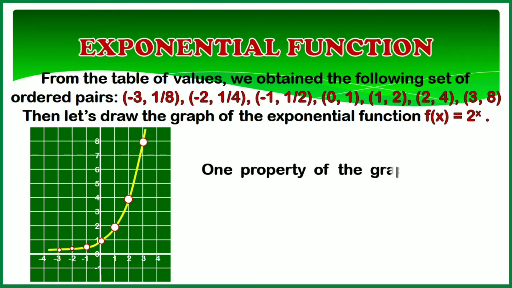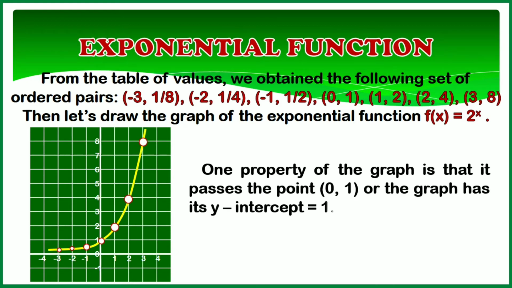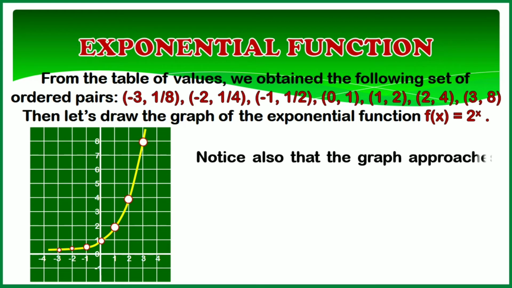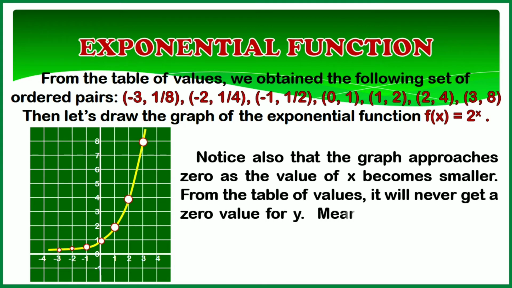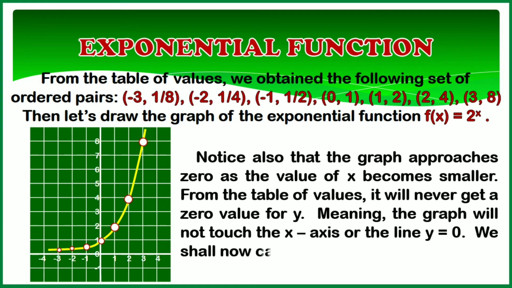One property of the graph is that it passes the point (0, 1), or the graph has its y-intercept equals 1. Notice also that the graph approaches 0 as the value of x becomes smaller. From the table of values, it will never get a 0 value for y, meaning the graph will not touch the x-axis or the line y equals 0. We shall now call this line the asymptote.